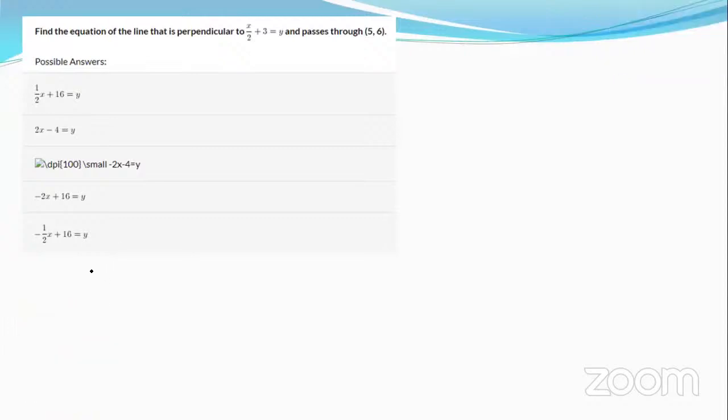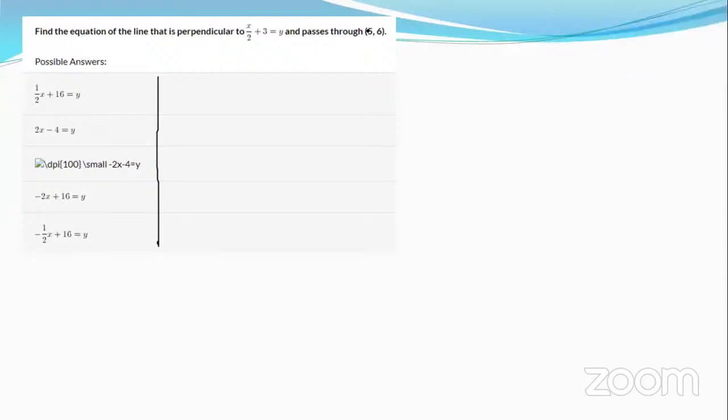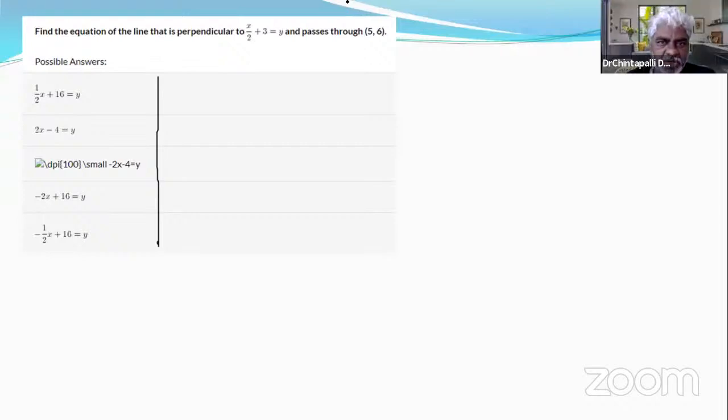(5,6). If you want to do it easily, to save time, just plug (5,6) into the options. If you are lucky, there could be only one option which satisfies (5,6), because the required line is passing through (5,6). That means it passes through (5,6). Option 1. Take option 1.